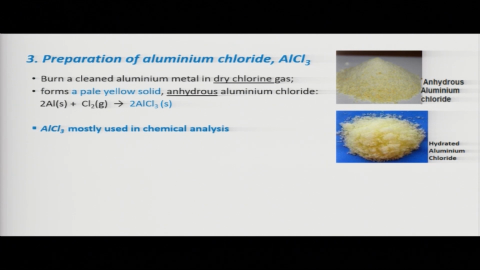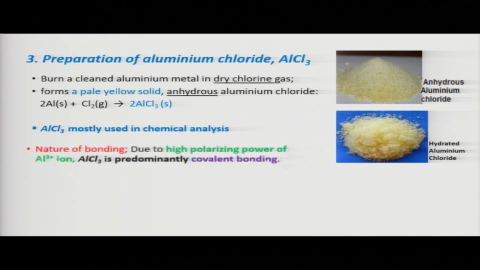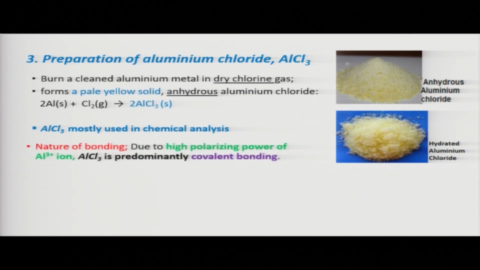Another question I pose: what type of bonding exists in aluminum chloride? I need you to take a guess. And if you already know that, share it with a friend. What type of bonding exists in aluminum chloride? The nature of bonding is basically covalent bonding. It is predominantly, this is a crucial word, predominantly covalent bonding. Let's quickly see how it comes about. It may be confusing. Aluminum is a metal, chlorine is a non-metal. How come it is forming covalent bonding?